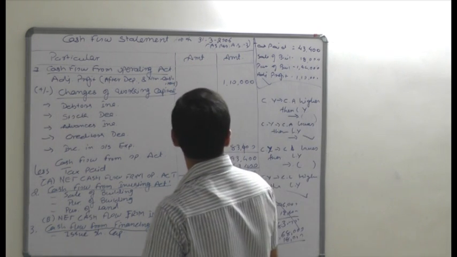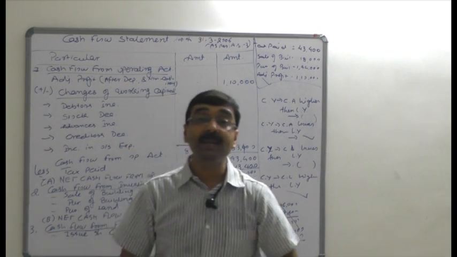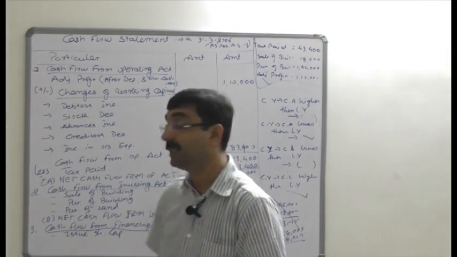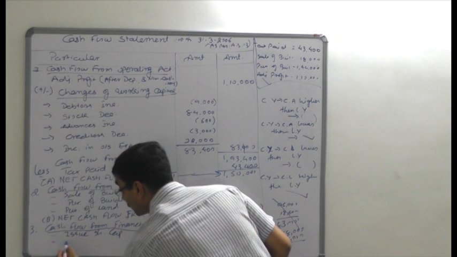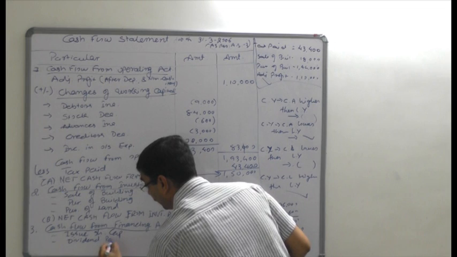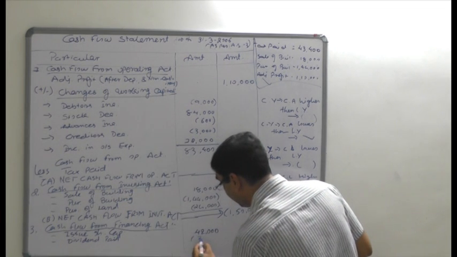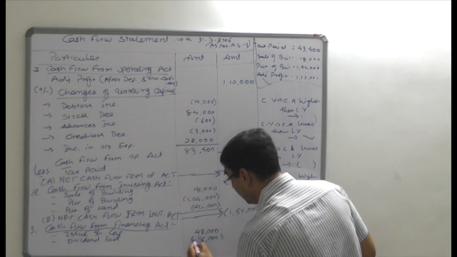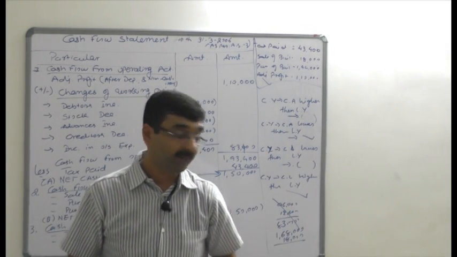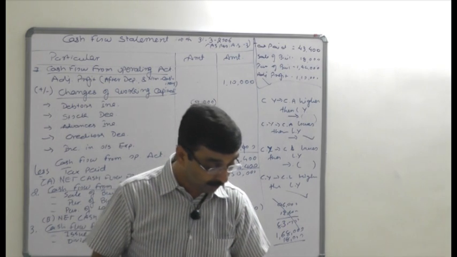Now another observation is the amount of dividend paid during the year. The dividend paid during the year is 36,000 rupees, and that cash goes out. So dividend paid, it goes out, it's negative 36,000 rupees. Dividend paid 36,000 rupees during the year, it's a negative impact and it would be deducted.